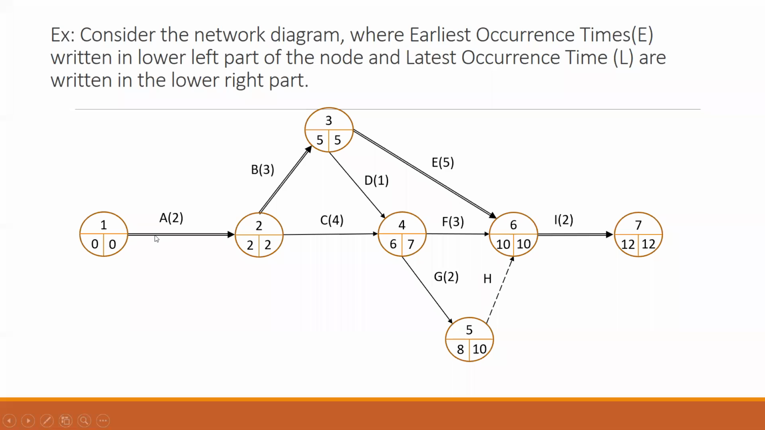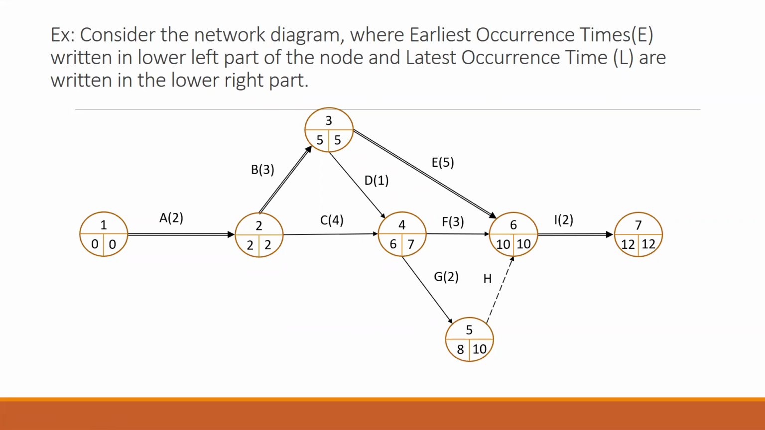And that's the reason the arrows which we have put are either a double line, or you can make it bold, a darker line, to indicate that it is a critical path. So this path from 1, or you can say A, B, E, I is your critical path. And the activities 6-7, 3-5, 3-6, 2-3, and 1-2 are your critical activities.